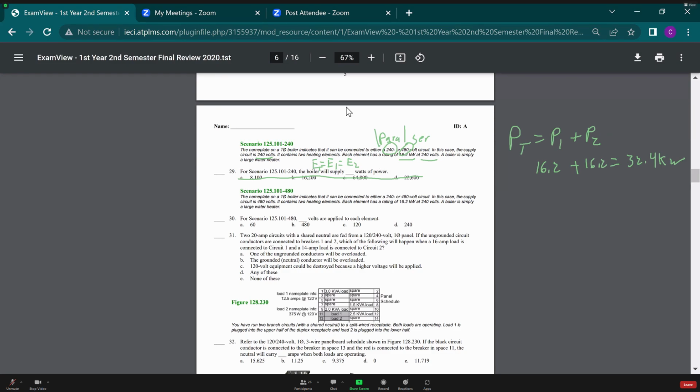Let's take a look now at our next question, which is number 30. For the scenario above, blank volts are applied to each element. This scenario is the nameplate on a single phase boiler indicates it can be connected to either 240 or 480. Again, series, I keep messing that up. It's parallel, series. In this case, the supply is 480 volts. It's 480, so we're in series. The heating elements are rated at 16.2 kilowatts at 240 volts.